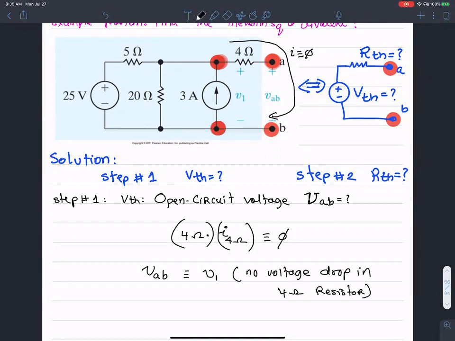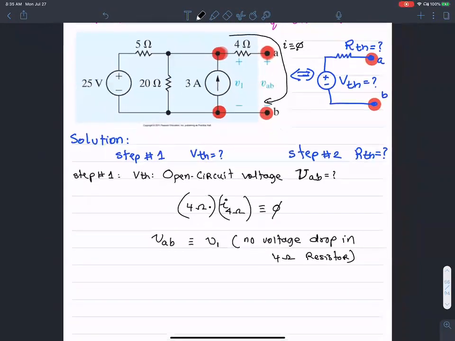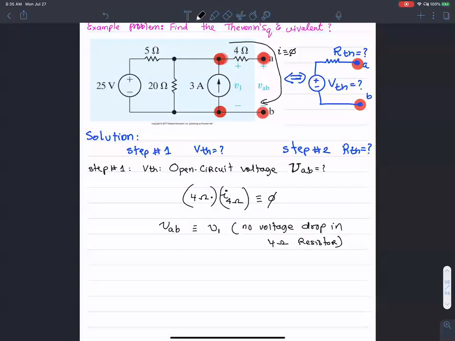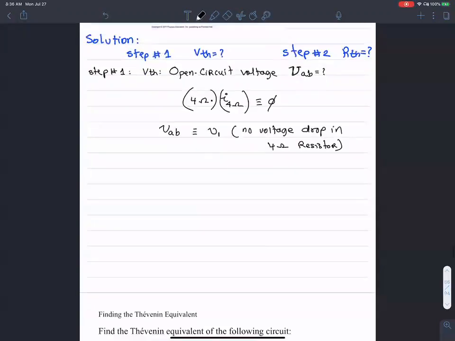Okay, there's no voltage drop in the 4 ohm resistance. Now it's easy to find. Let's see if we can apply some of the techniques that we learned so far to find the value for V1. The first thing I'm going to do is apply KCL.